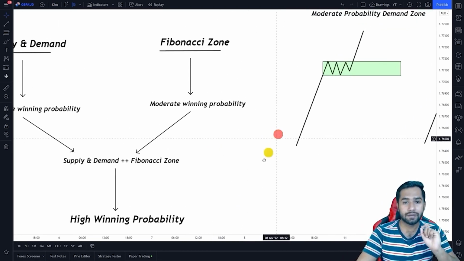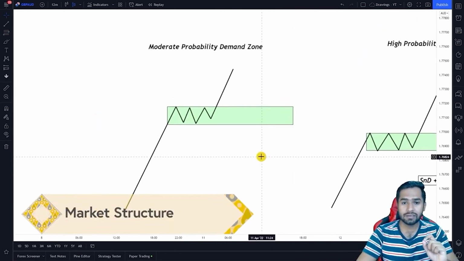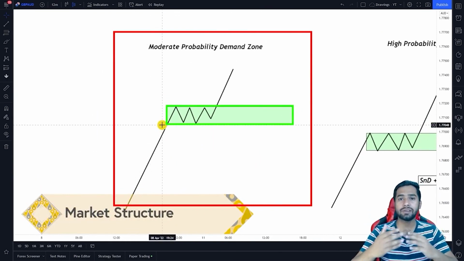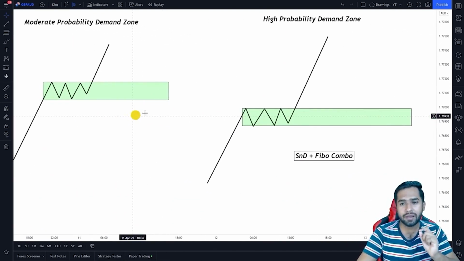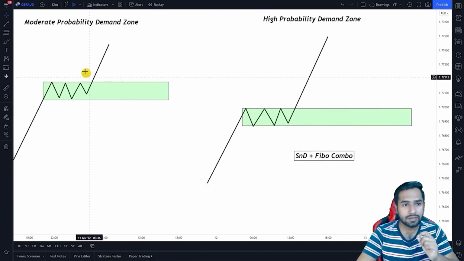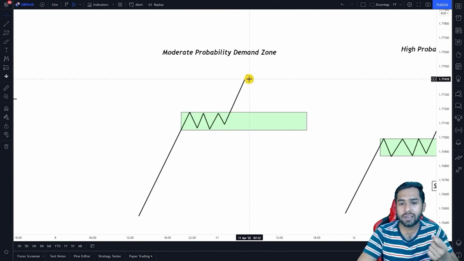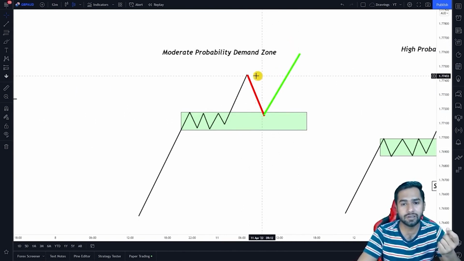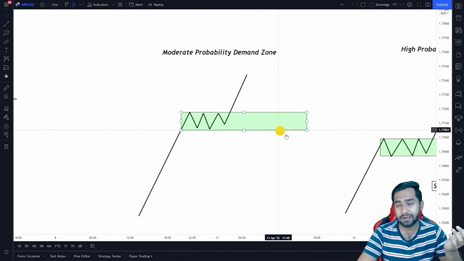So here, if we go into detail, you can see that there's a supply demand zone forming here. So this demand zone has a moderate winning probability. Okay, but if we combine it with Fibonacci, because here in this one we are trading this zone alone, there are possibilities that price may come down to pick the pending orders and then move in the bullish direction, but it can also break this zone and that zone would not be valid anymore.